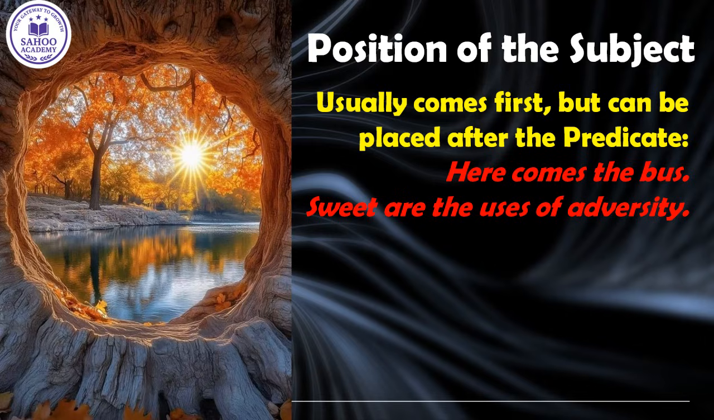Let's look at two examples from the book. First, here comes the bus. Here comes is the predicate and the bus is actually the subject, but it is placed after the verb. Similarly, the second example is sweet are the uses of adversity. We just analyzed this. Sweet are is the predicate and the uses of adversity is the subject, again following the predicate. So the general rule is subject first, but not always.